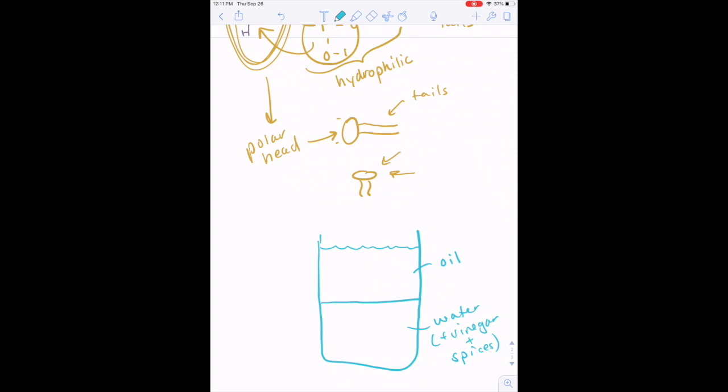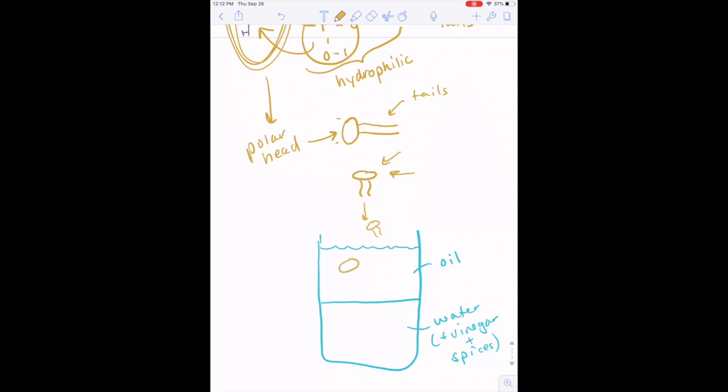You know, oil and water don't mix. They don't like each other. They will eventually separate no matter what. So the oil's going to float to the top, and the vinegar and spices are going to float to the bottom. Think about what would happen if we put our little phospholipid friend with its hydrophilic polar head and its hydrophobic tails into our salad dressing. Where would it go in our salad dressing?